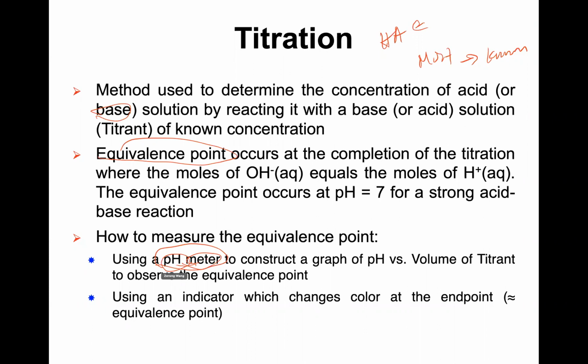In this case, you can actually construct a graph of pH versus the volume of titrant you added to find the equivalence point. We will see this later on. Another option is to use an indicator. Indicators are mostly weak acids or weak bases, and they will change color at the endpoint. Okay, so let's see what the pH meter and the indicator are.